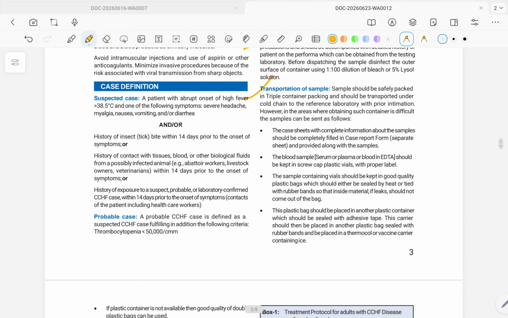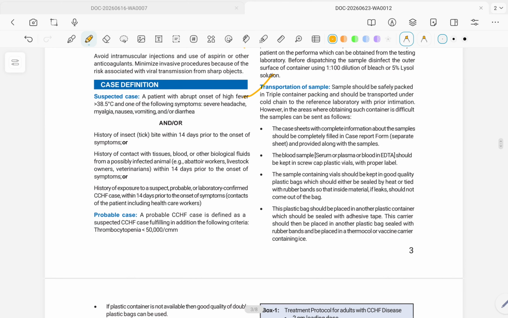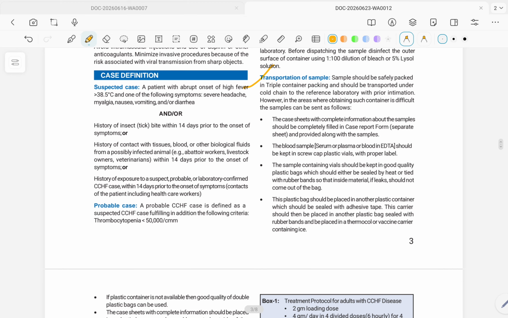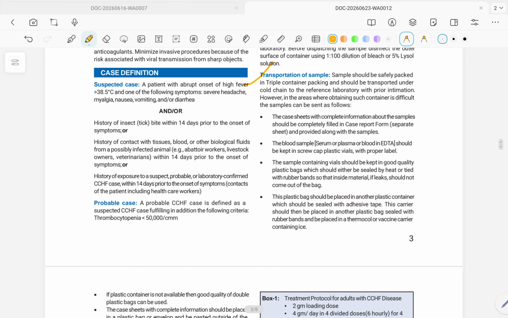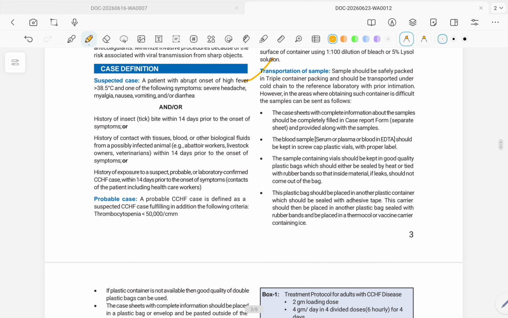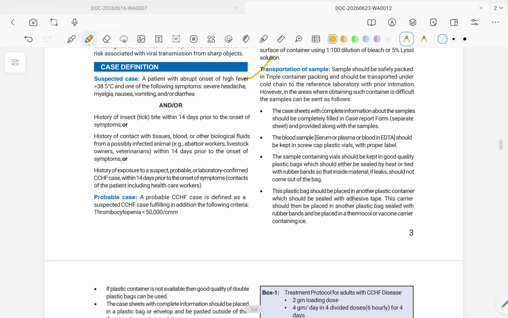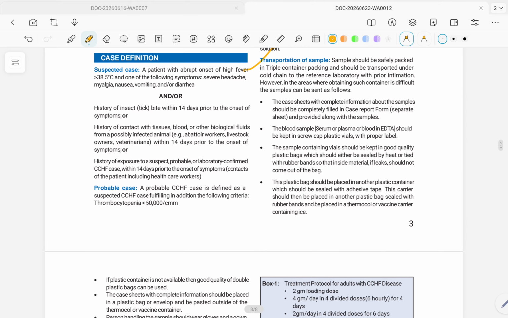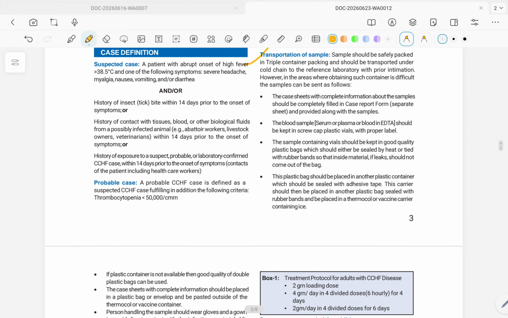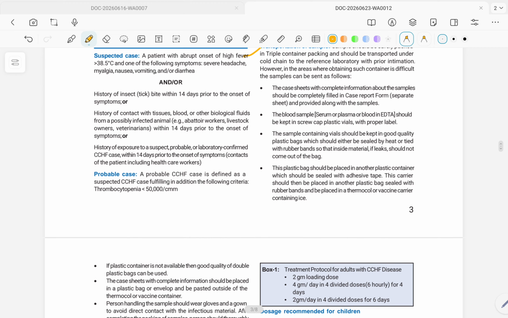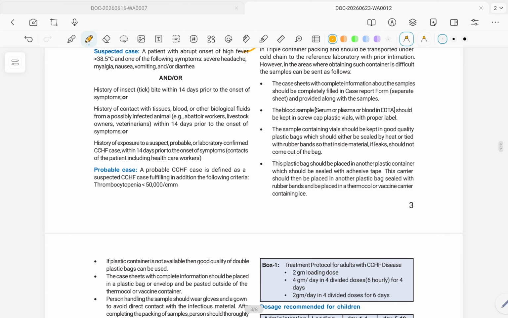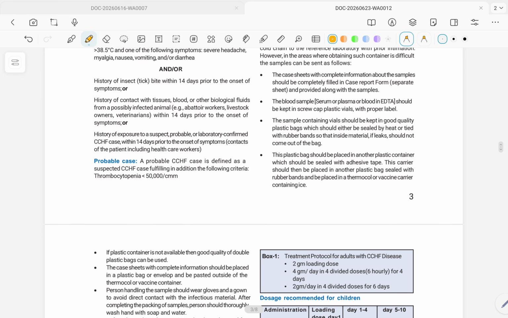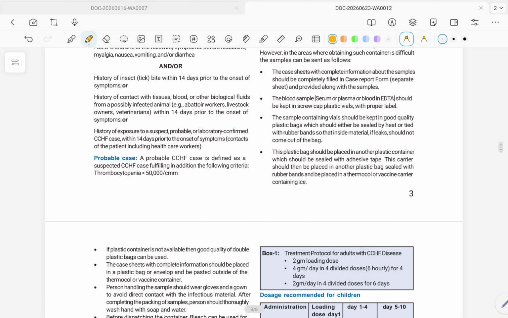Transportation of sample. Sample should be safely packed in triple container packing and should be transported under a cold chain to the reference laboratory with prior intimation. However, in areas where obtaining such a container is difficult, the sample can be sent as follows. The case sheet with complete information about the sample should be completely filled in. Case report form should be a separate sheet and provided along with the sample.